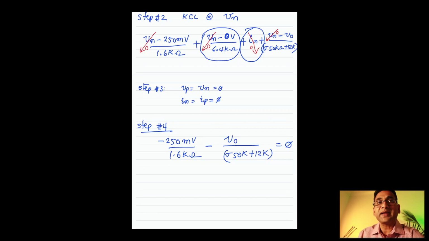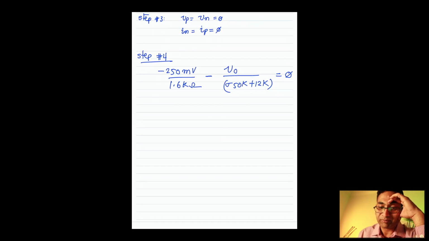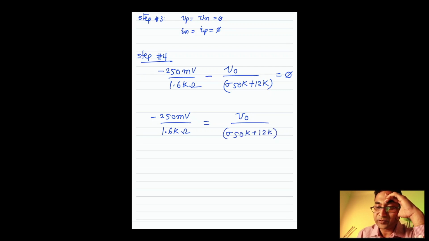Everybody with me? Now you see, let me rearrange this a little bit more. Negative 250 millivolts by 1.6 kilo ohms is equal to V0 by sigma 50K plus 12K. Okay, it's just a matter of manipulation from here.